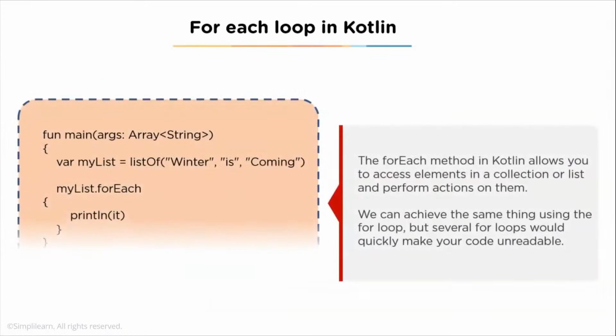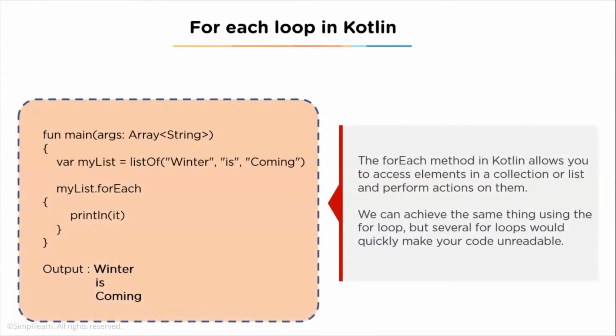The forEach method in Kotlin allows you to access elements in a collection or list and perform actions on them. We can achieve the same thing using the for loop, but several for loops would quickly make your code unreadable.